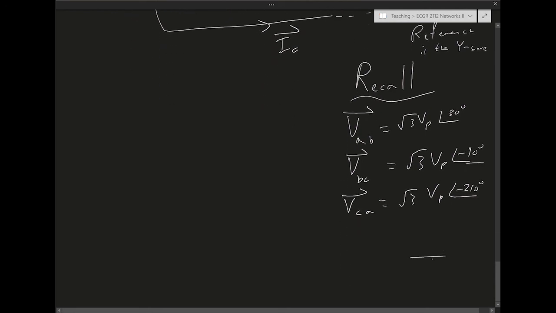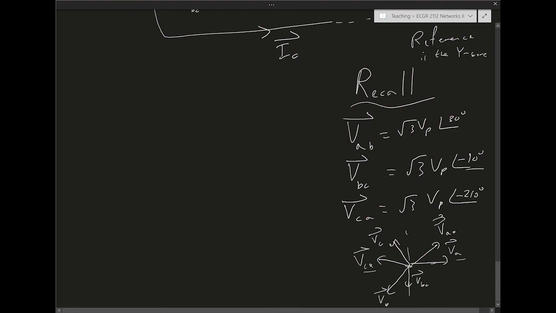So the Y connected source was the reference. This is in the complex plane. And then we found VAB, VBC, VCA with respect to those three phase voltages. So this is VA, VB, VC. And this is VAB, this is VBC, and they're ahead of VA, VB, VC by 30 degrees, and this is VCA.